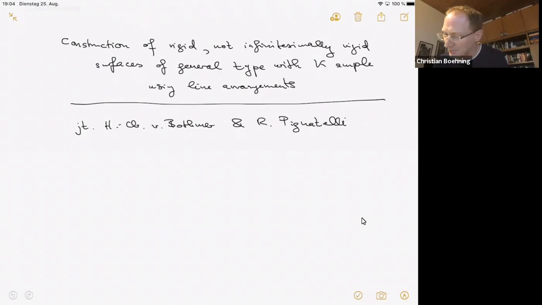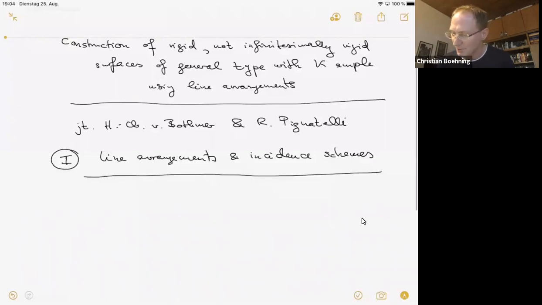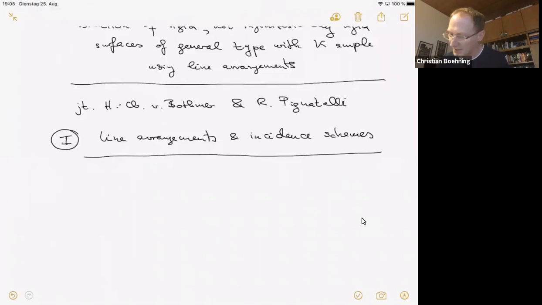So this talk has two parts, and the first part is devoted to line arrangements and the associated incidence schemes, which are really rather combinatorial or projective synthetic objects, rather elementary, still very interesting. So the first definition is at first sight rather dull. A line arrangement is nothing but a finite set of lines in P2 over the complex numbers.